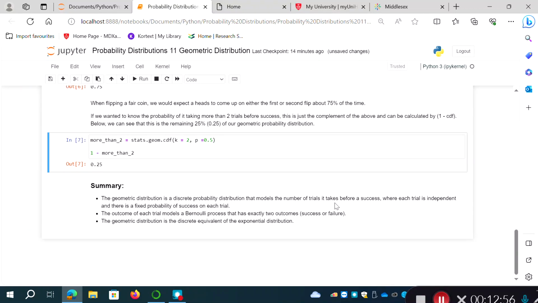Okay, so that was the geometric distribution. In summary, it's a discrete probability distribution. It's used to model the number of trials, the number of events, that it takes before we observe a success of some sort, where each trial is independent and there's a fixed probability of success for each trial. The outcome of each trial models a Bernoulli process that has exactly 2 outcomes: success or failure. Remember, they're value neutral in terms of which event contributes to success or failure. It depends on your research question, what you're modeling.